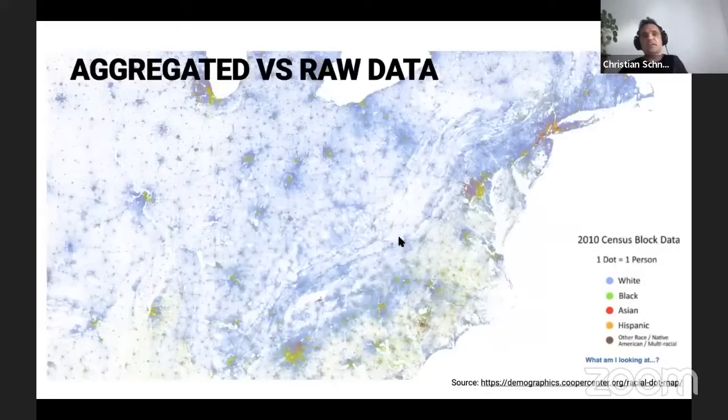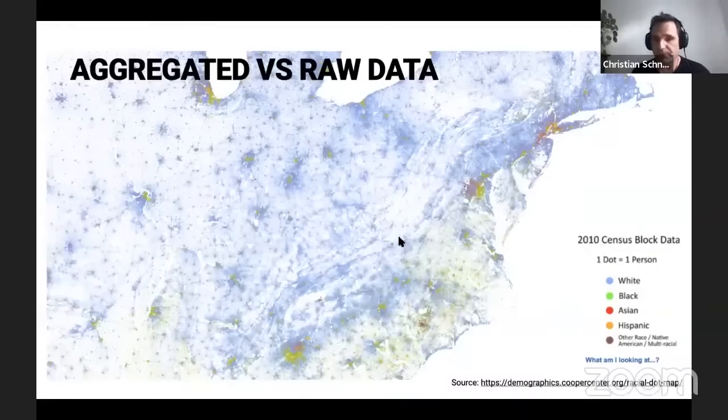So I want to illustrate the beauty of raw data with this example, the racial dot map. It's quite an old work, it's not from me, but it nicely illustrates an approach I have. So what we see here is a map of dots. Every dot represents a person. The color of the dot represents the ethnicity of the person, and the location of the dot represents the address where the person lives. So we have a really, really simple visualization.